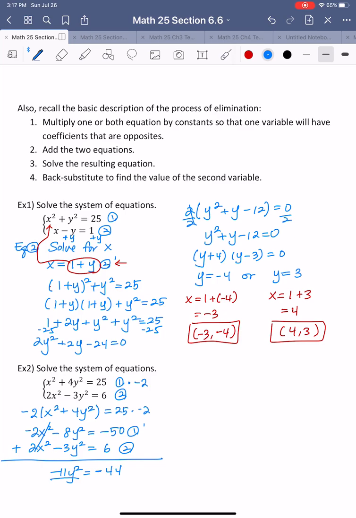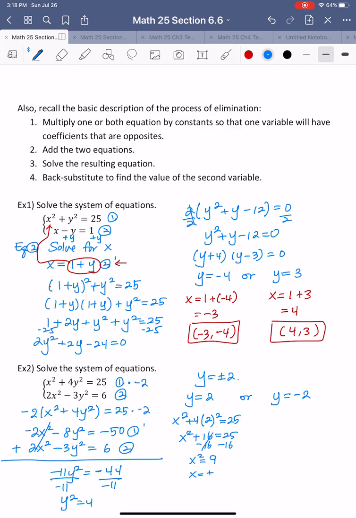So add them up. Cancel. -11y squared equal to -44. And then if I divide by -11 both sides, y squared equal to 4, which means y is plus minus 2. So y is 2 or y is -2 this time. Now I'm going to use substitution, I want to use the equation 1. So equation 1 has x squared plus 4 of 2 squared equal to 25. So x squared plus 16 equal to 25, and subtract 16 both sides, x squared equal to 9, x equal to plus minus 3.